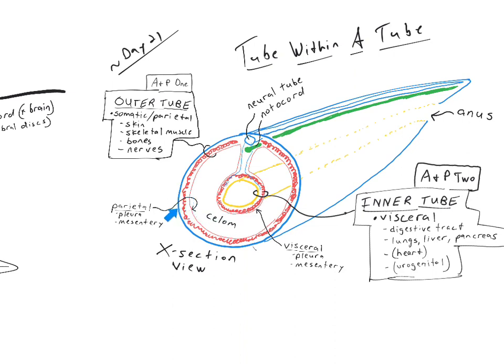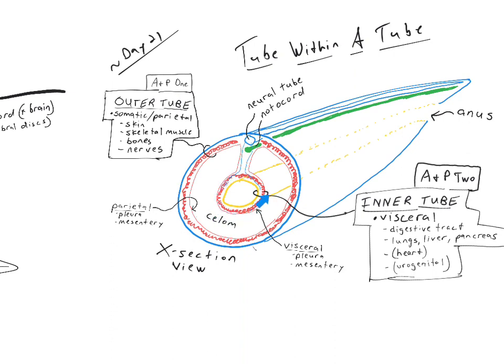We call this outer tube of the body the parietal or somatic part of our body. The outer tube consists of the skin, the underlying skeletal muscles, the bones, and even the nerves coming off of the neural tube, the brain and spinal cord, and all of the peripheral nerves. This is the subject matter for Anatomy and Physiology 1.